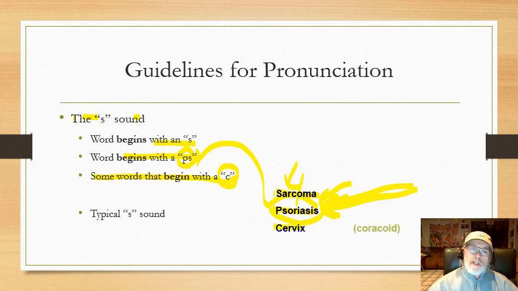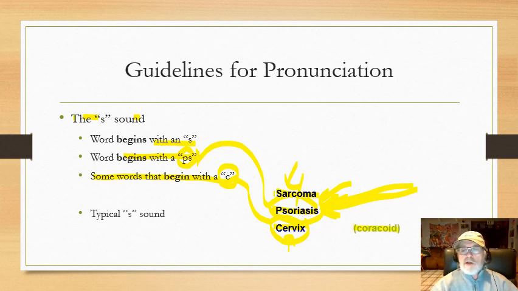Here's a word. This is cervix. Here's a word that begins with a C, cervix. Cervix is the opening of the uterus into the vagina. We'll talk about that as a term later on. When a female has a pap smear, they have to take cells of the cervix to look for cervical cancer.